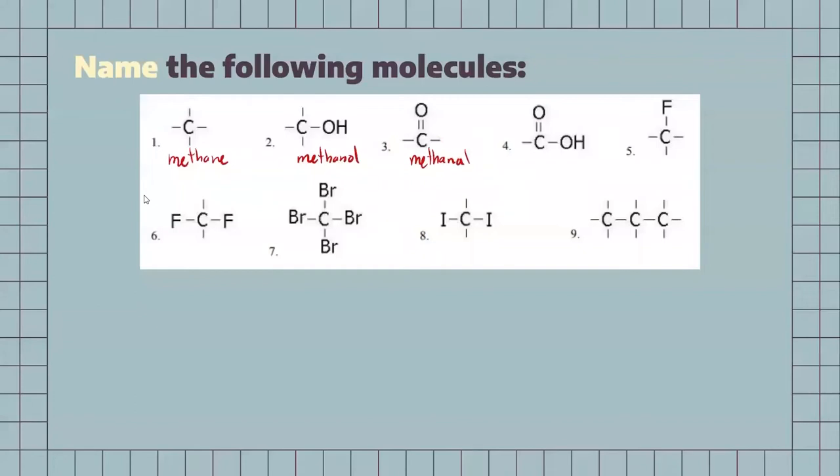On the next one, now we still have that double bonded oxygen, but now we have our OH group. So it's not an alcohol, and it's not going to be an aldehyde. Now it's going to be a carboxylic acid. So we just call this one methanoic acid.